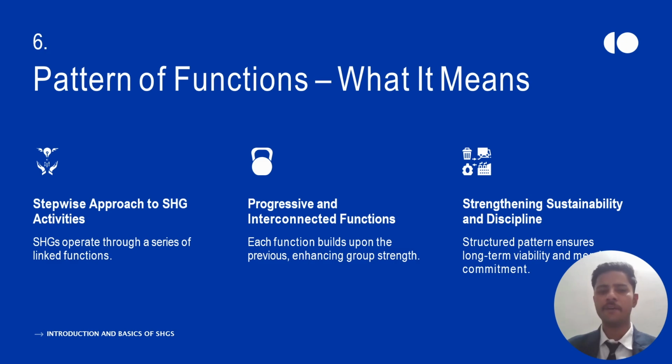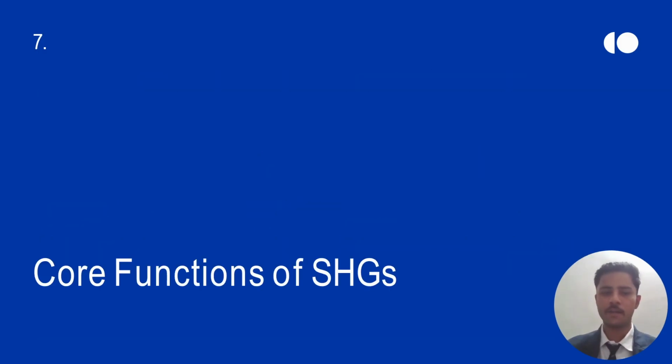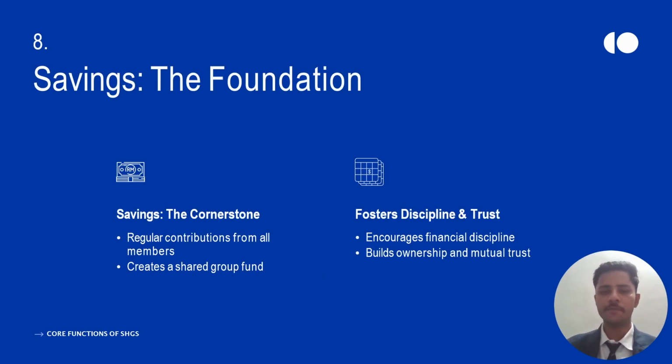The pattern of function refers to the systematic flow of activities followed by self-help groups. It usually begins with savings, followed by credit, then marketing, and finally insurance or risk protection. If you look at the main functions of self-help groups, they include savings, credit, marketing, and insurance. Each function plays a vital role in strengthening the group and empowering its members. Now let's take a look at the four core functions of self-help groups.